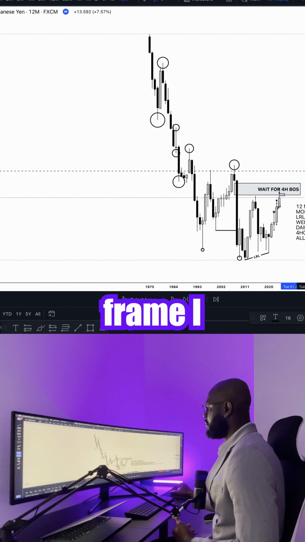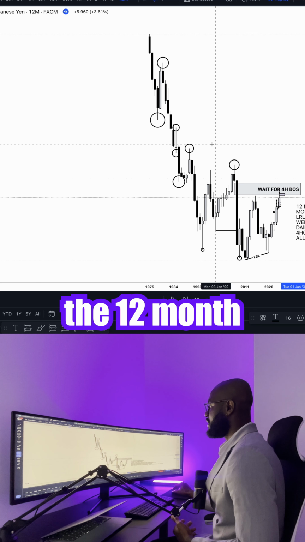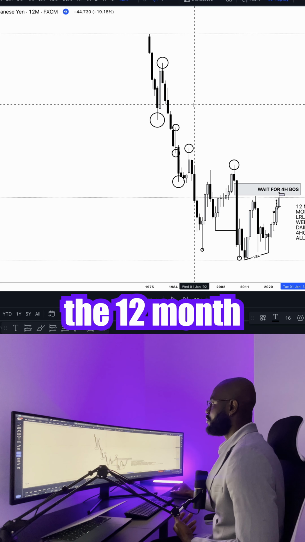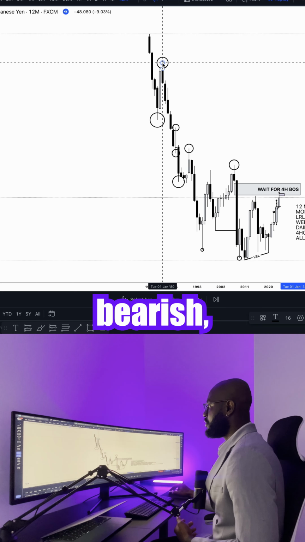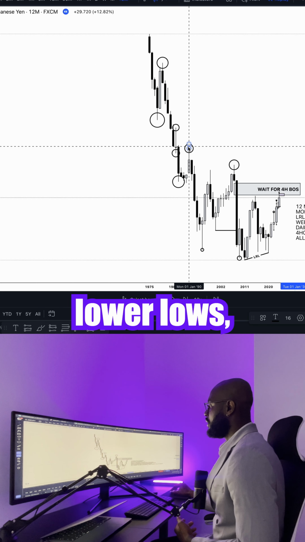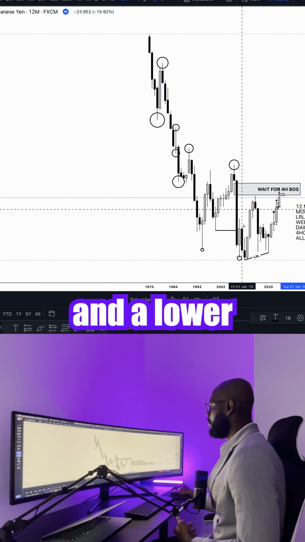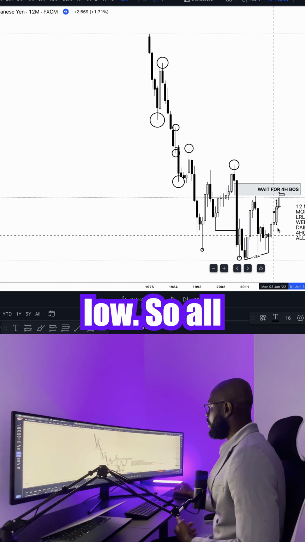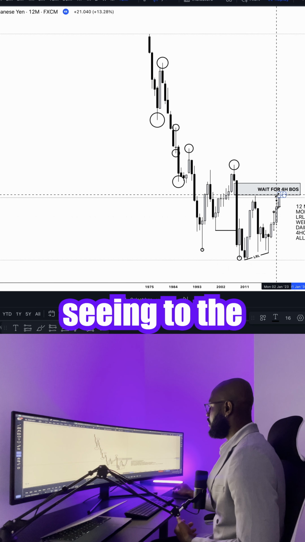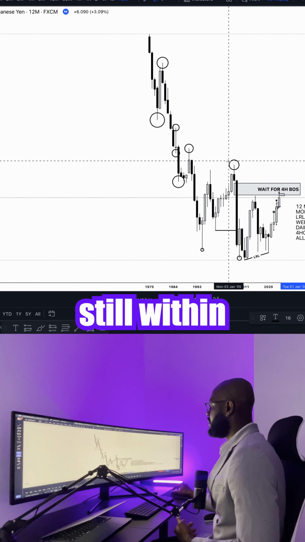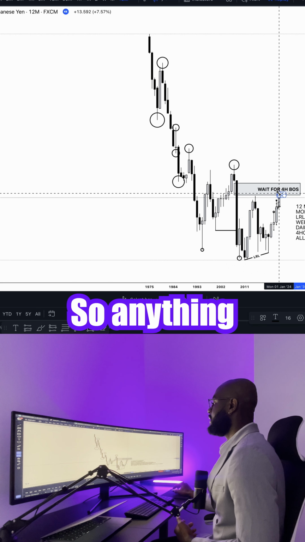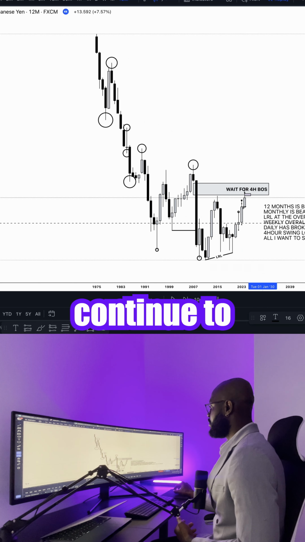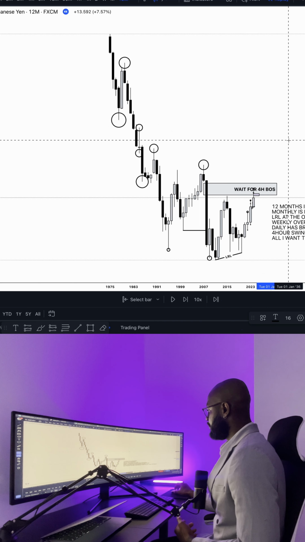The first time frame I usually like to look at is the 12-month time frame. I want to see, is the 12-month time frame bullish or bearish? In this case, the 12-month is bearish, consistently creating a lower high and a lower low, a lower high and a lower low. So all this impulse move we're seeing to the upside is still within this bearish high and bearish low. So anything can still happen and price could continue to the downside to create a lower low.